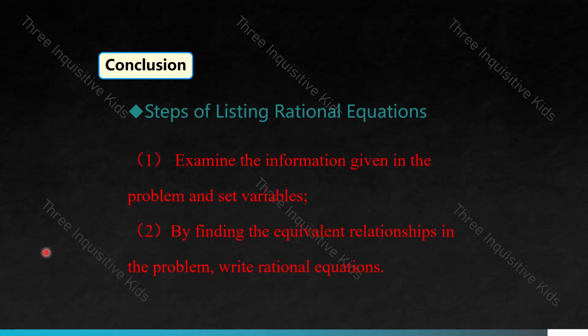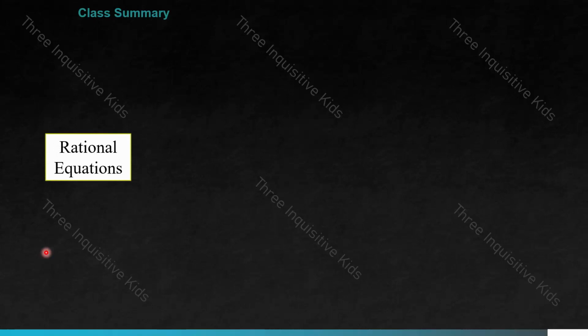So here is our conclusion. Here are the steps of listing rational equations. We first examine the information given in the problem and set the variables. And then, by finding the equivalent relationships in the problem, we can write down the rational equations for us to solve. Class summary. Today we learned all about rational equations.